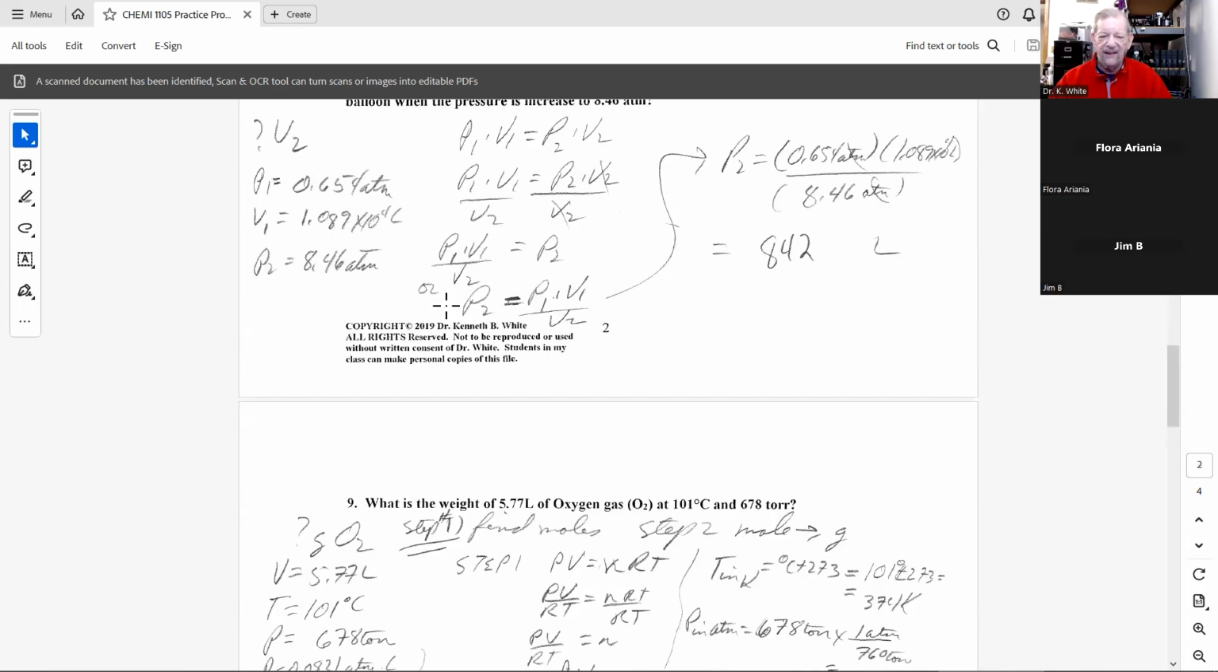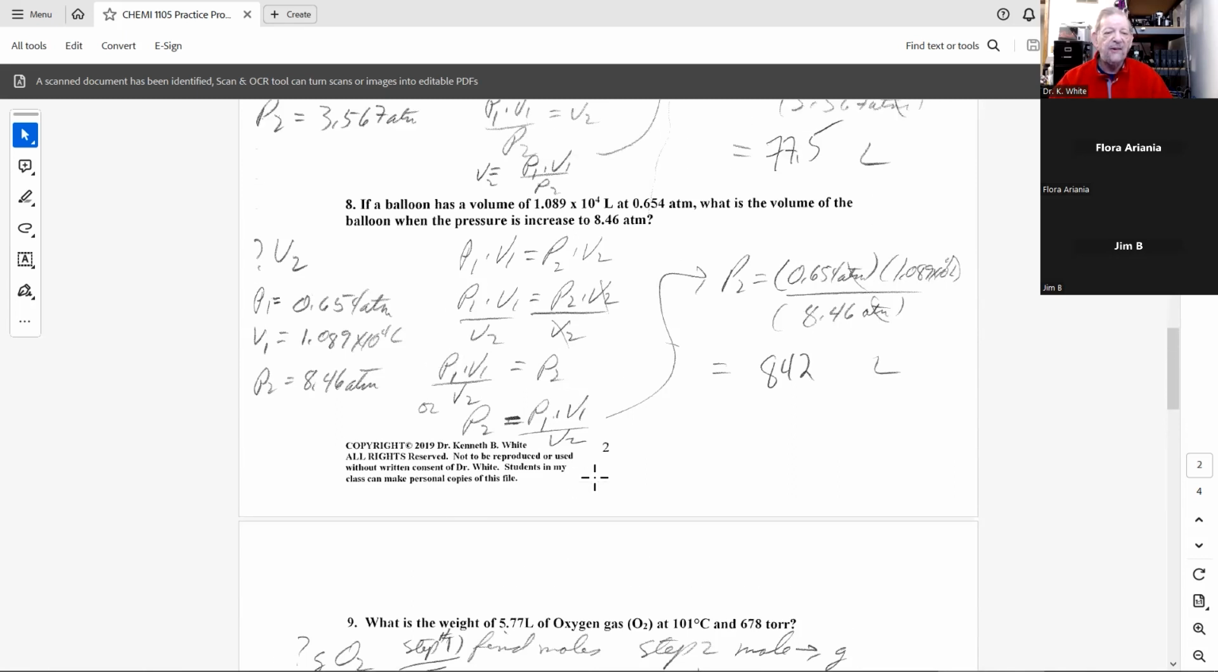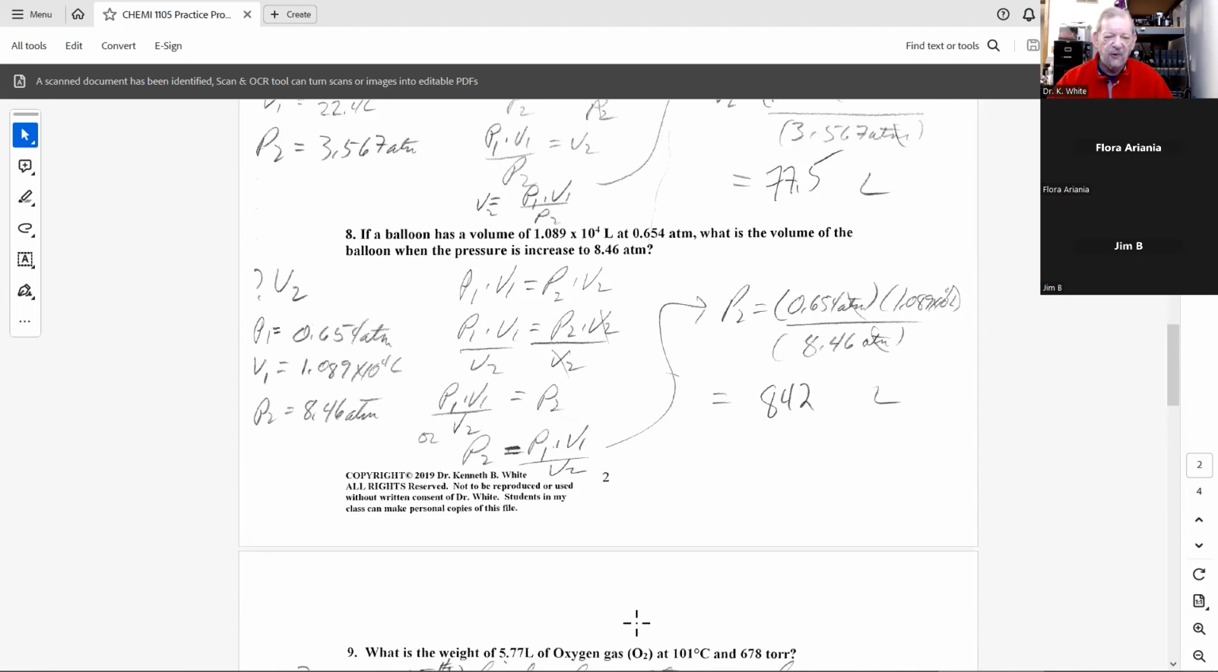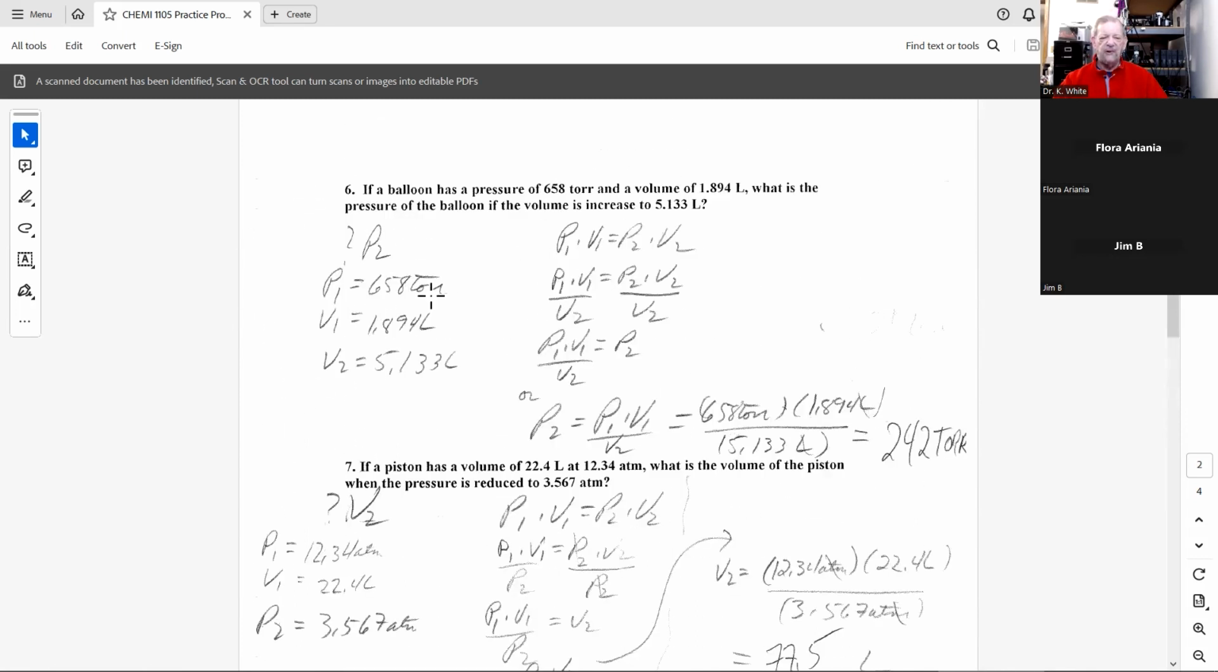We'll get to that in a little while, Flora. But anyways, that's P1 V1 equals P2 V2. And how did I know to use that? Because the only variables we were dealing with were pressure and volume. And that immediately tells you Boyle's law, P1 times V1 equals P2 times V2.